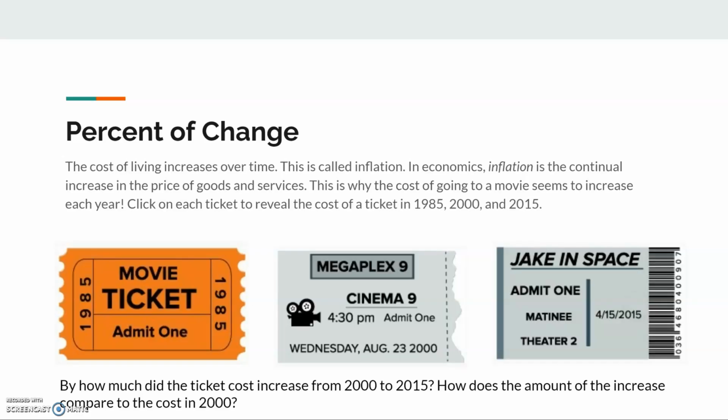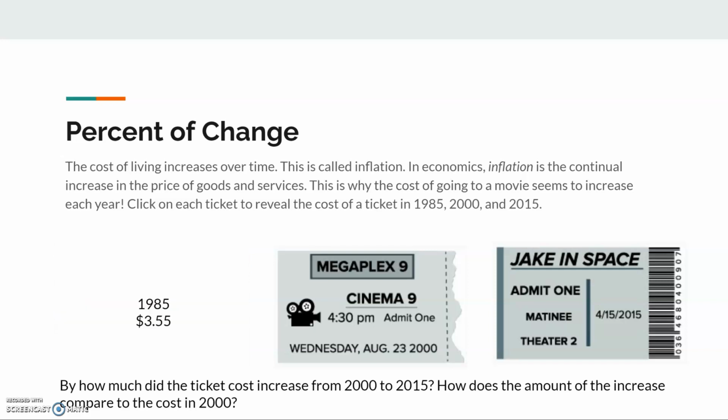All right, so let's look at this. Percent of change. The cost of living increases over time. It just does. This is called inflation. In economics, inflation is the continual increase in the price of goods and services. This is why the cost of going to a movie seems to increase each year. Click on each ticket to reveal the cost of a ticket in 1985, 2000, and 2015.